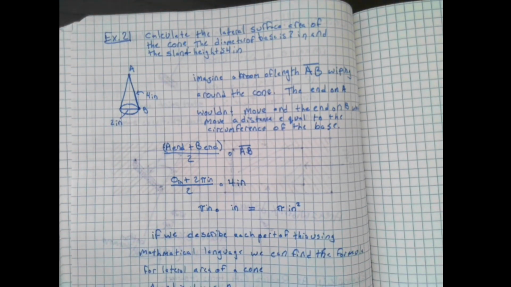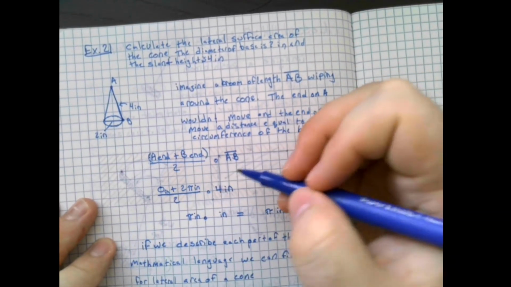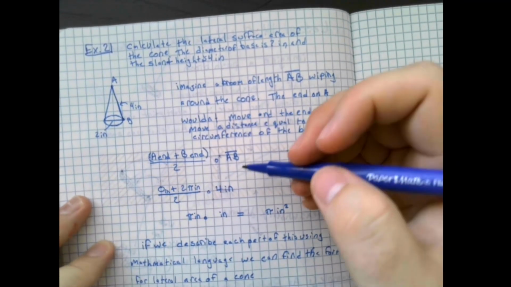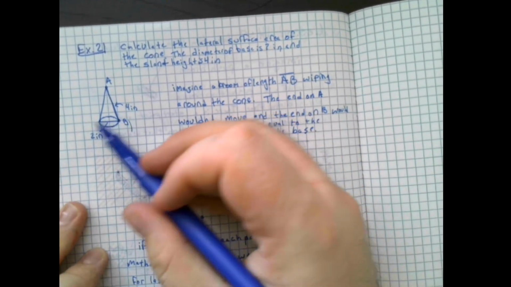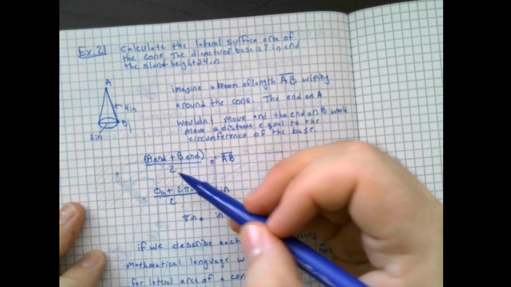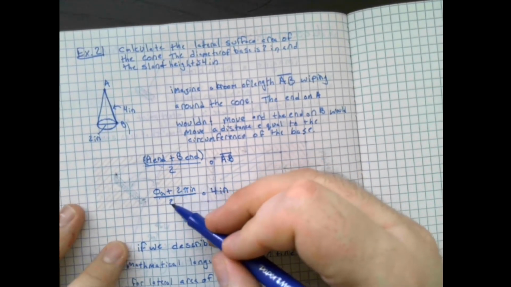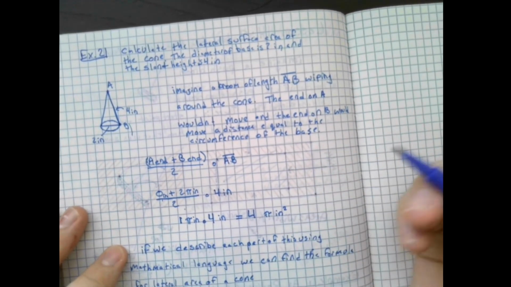Now, point A, the end on point A, wouldn't move at all, and the end on point B would move around exactly the circumference distance. So we've got the A end plus the B end divided by 2, the average distance of the broom, times the width of the broom from A to B. Now, we said that A isn't going to move at all, so it's 0. B is going to move the circumference, which is pi times the diameter, so 2 pi, divided by 2 because we're finding the average, multiplied by 4. So we're going to have 2 divided by 2 is 1 pi times 4 inches, which is 4 pi inches.